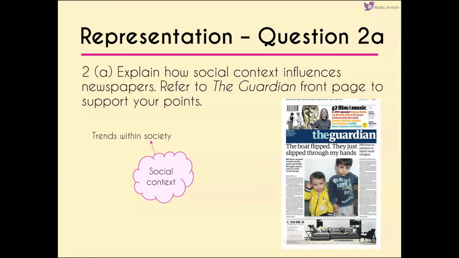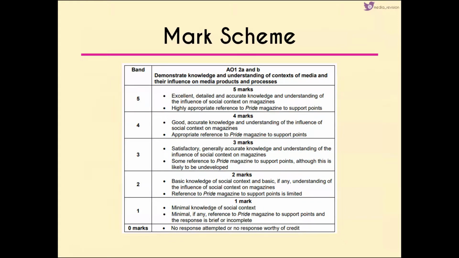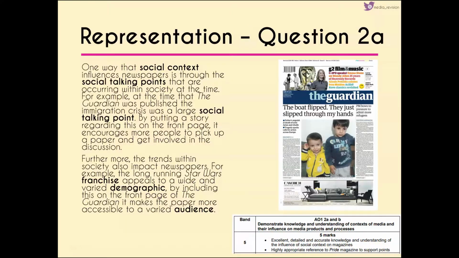Well, trends within society are obviously going to appear on those front pages. Social talking points are going to be created not only to keep the newspapers afloat and have more people buying them, but also they're going to base their stories on what people are generally talking about within society, and they're going to indicate the level of disposable income that we have within society. Okay, so again, similar mark scheme to what we had in question 1, those same keywords appearing here. Let's see what I would get.